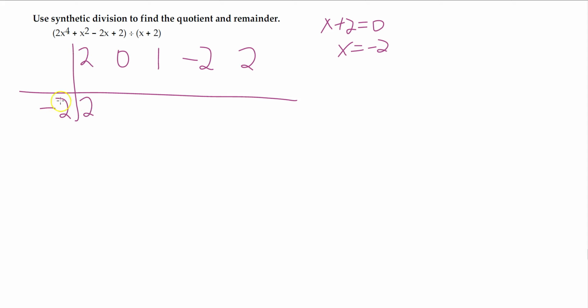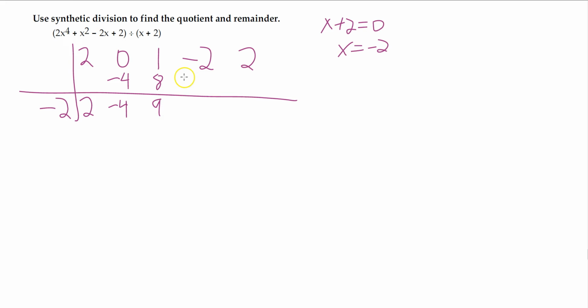Now we take the 0 we're dividing by, negative 2, multiply by 2, that's negative 4. Put this up underneath the 0. Now we add these together, 0 minus 4, negative 4. Take the negative 2 and multiply by the negative 4 and we get 8. Write that up. And we add those together and we get 9.